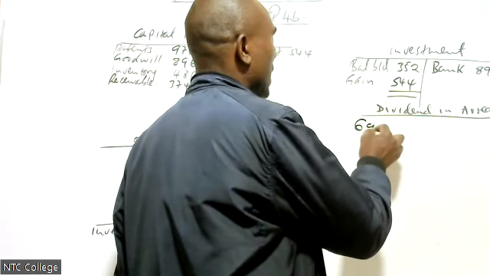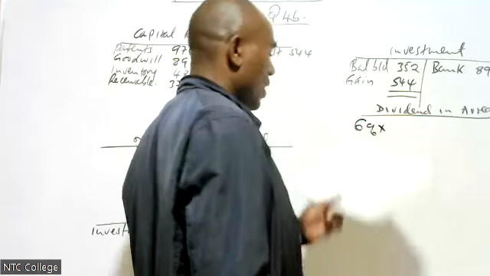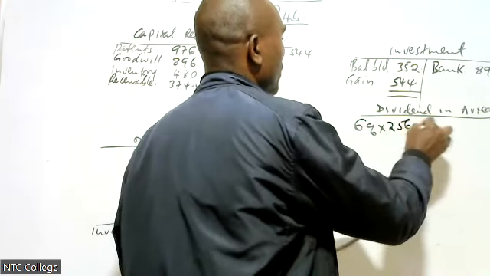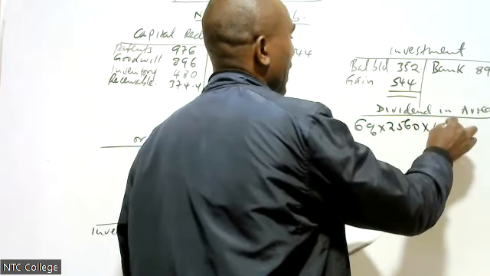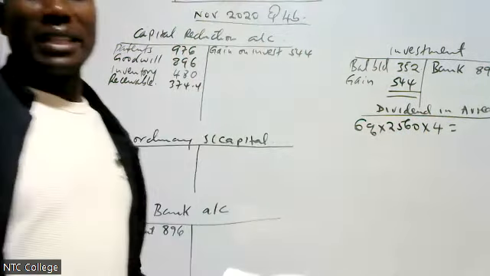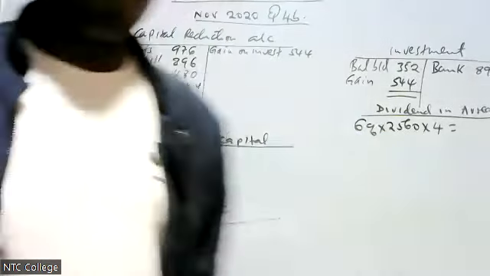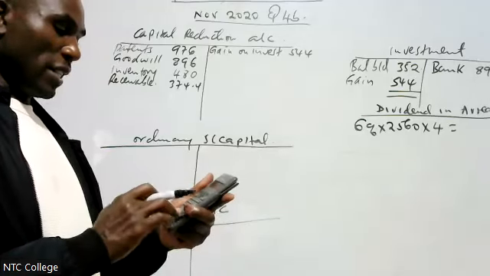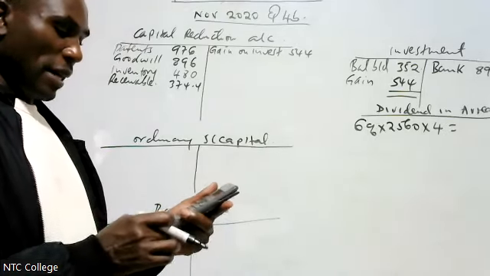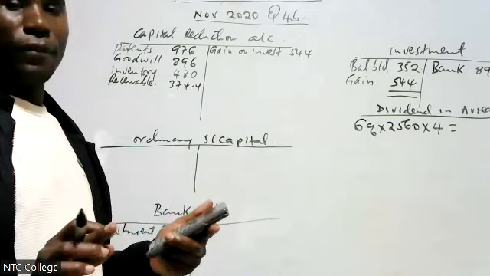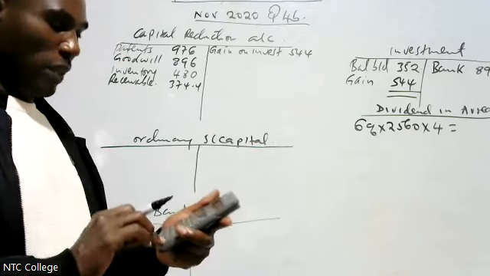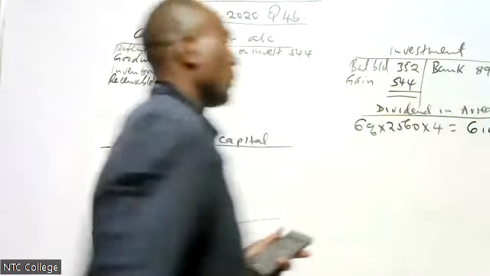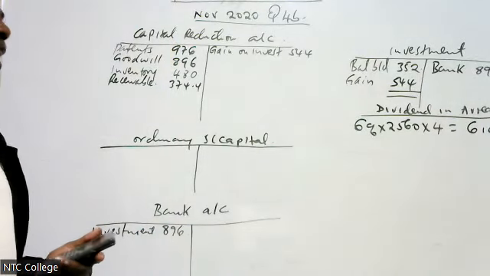Therefore, this dividend in arrears, what the examiner is saying is that it was 4 years in arrears. Therefore, I will take 6% times the preference share capital, which is 2560, times 4 years in arrears. Therefore, this one is 0.06 times 2560. I get each year is 153.6 times 4. It is coming to 614.4. That is my total dividend in arrears.